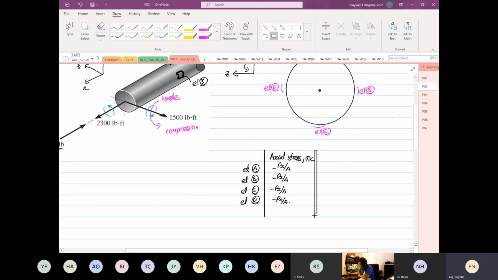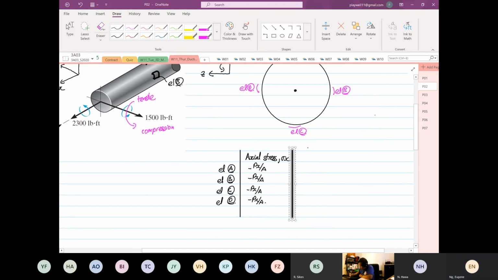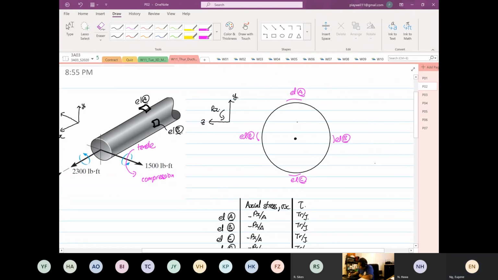Okay. Then you look at the next thing. Now you look at the shear, right? So the shear over here will be equal to TR over J. So all of them will have TR over J, right? All of them. The shear magnitude is all going to be the what? Same, because the radius, right? Element A, B, C, and D are on the outer radius. Okay, so it will be constant.